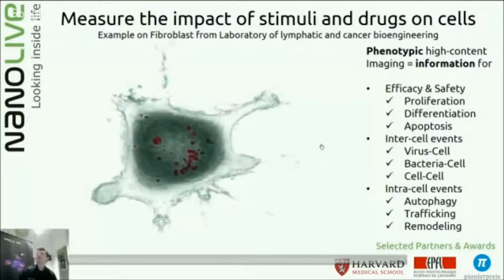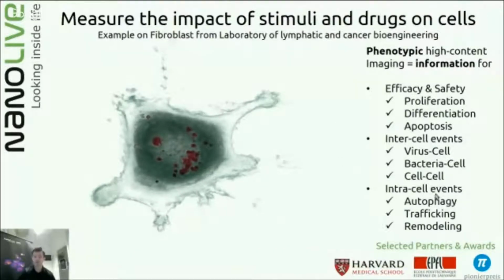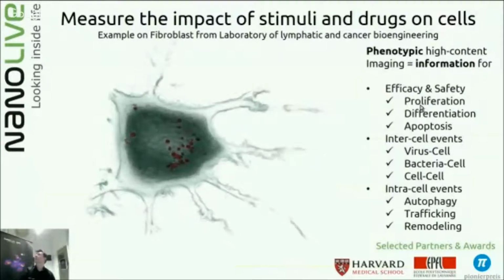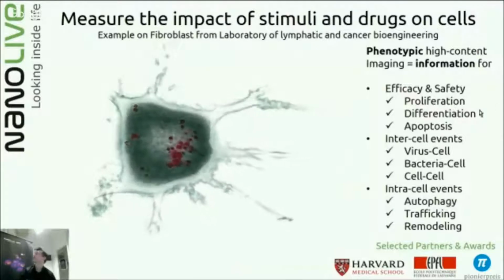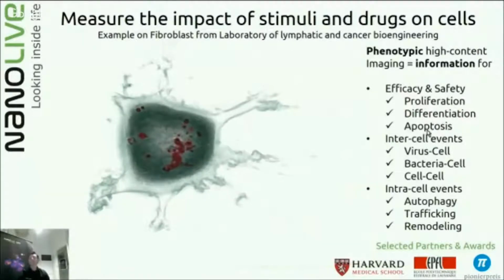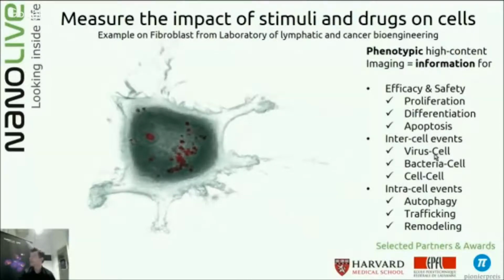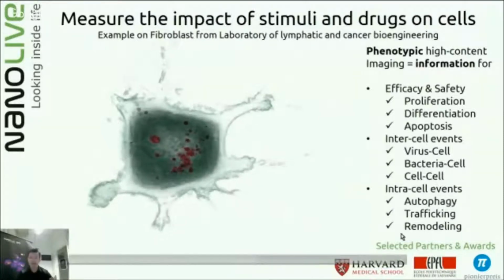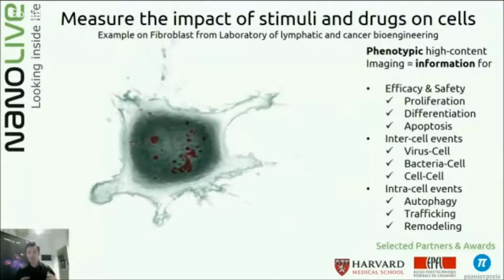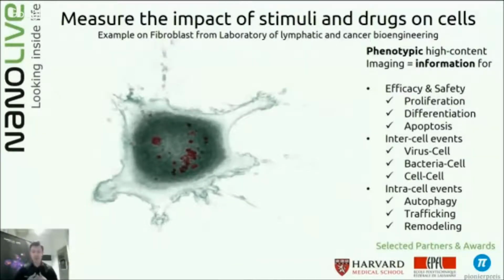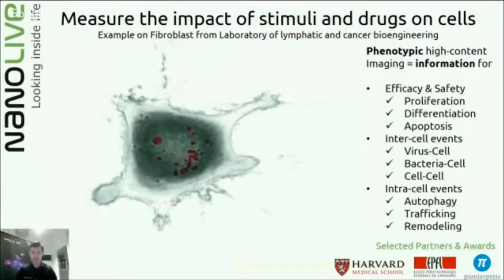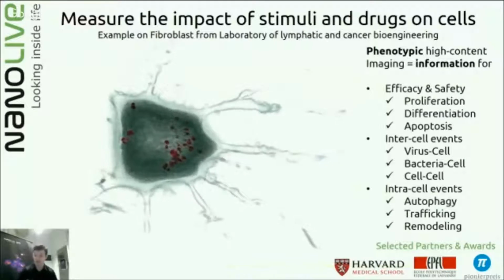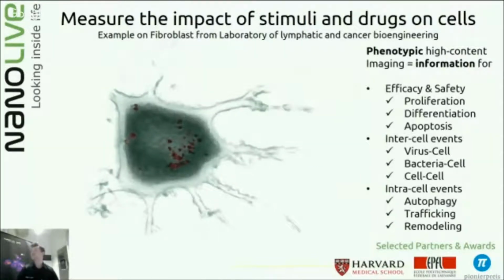Now, such a powerful technique clearly can be used for many applications, and here we have a list of possible applications: proliferation, differentiation, apoptosis, virus-cell interaction, bacteria-cell interaction, cell-cell interaction, autophagy, trafficking, remodeling, and in general, all those cases where you cannot touch the genetics of your model organism, and you simply cannot add any kind of fluorescent stain, for instance. So it's an incredibly powerful technique.